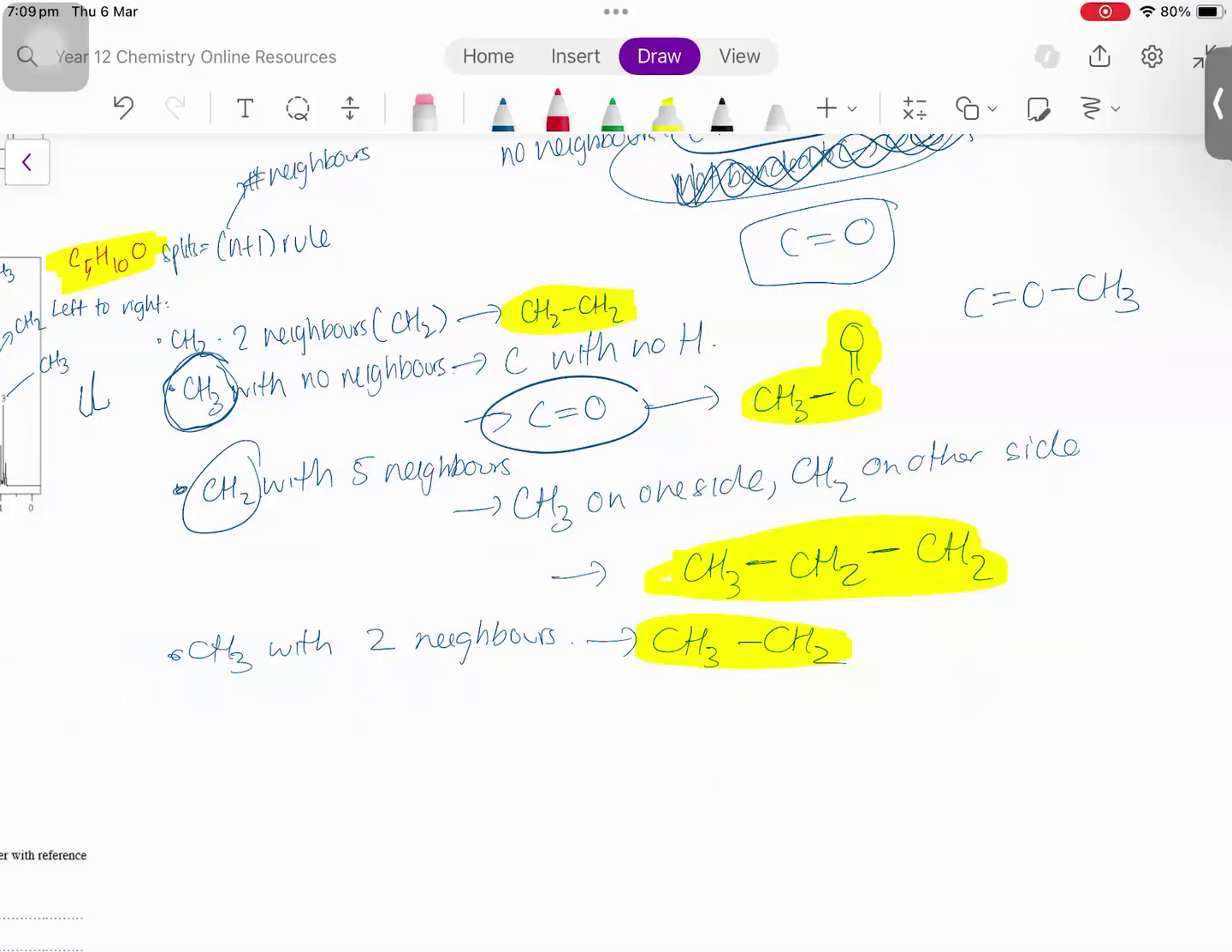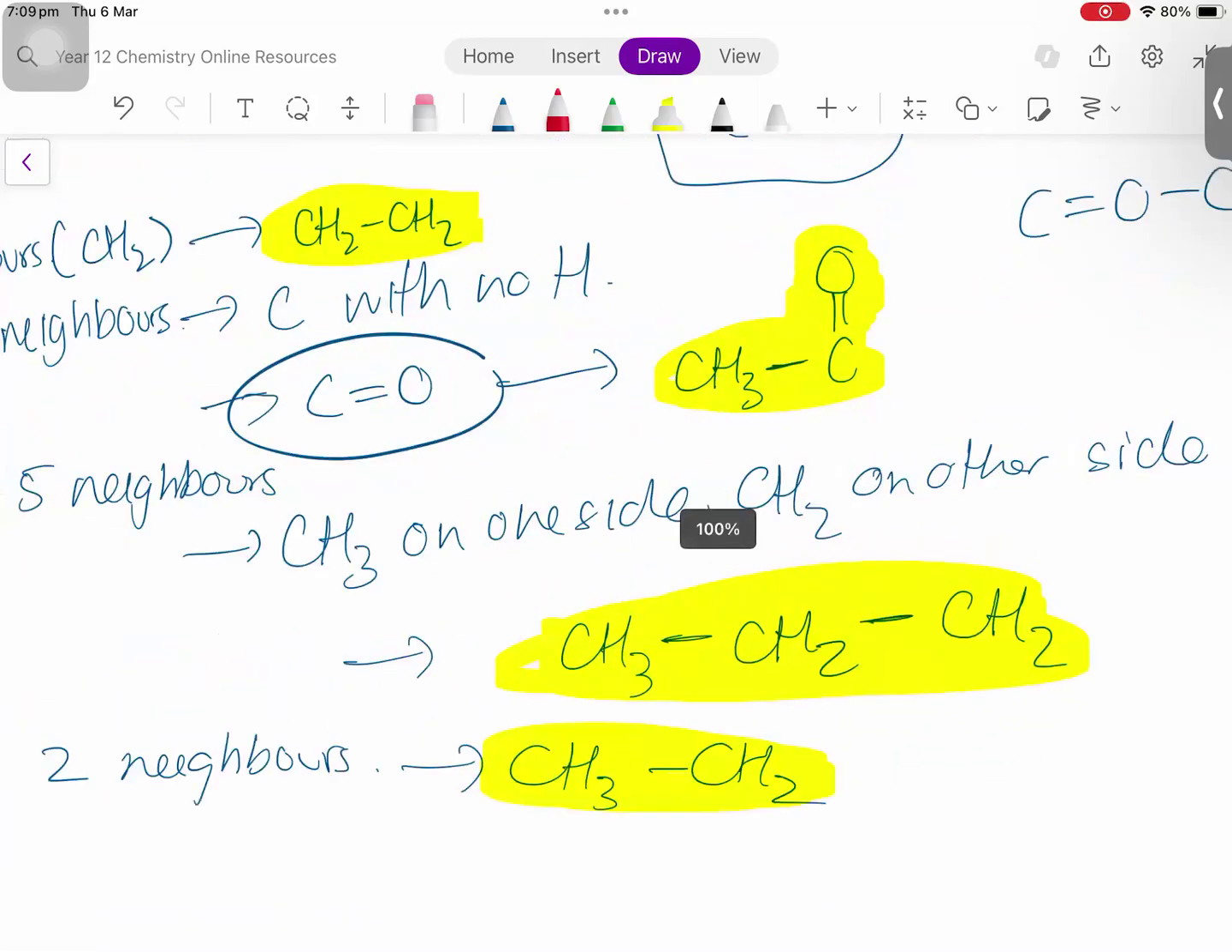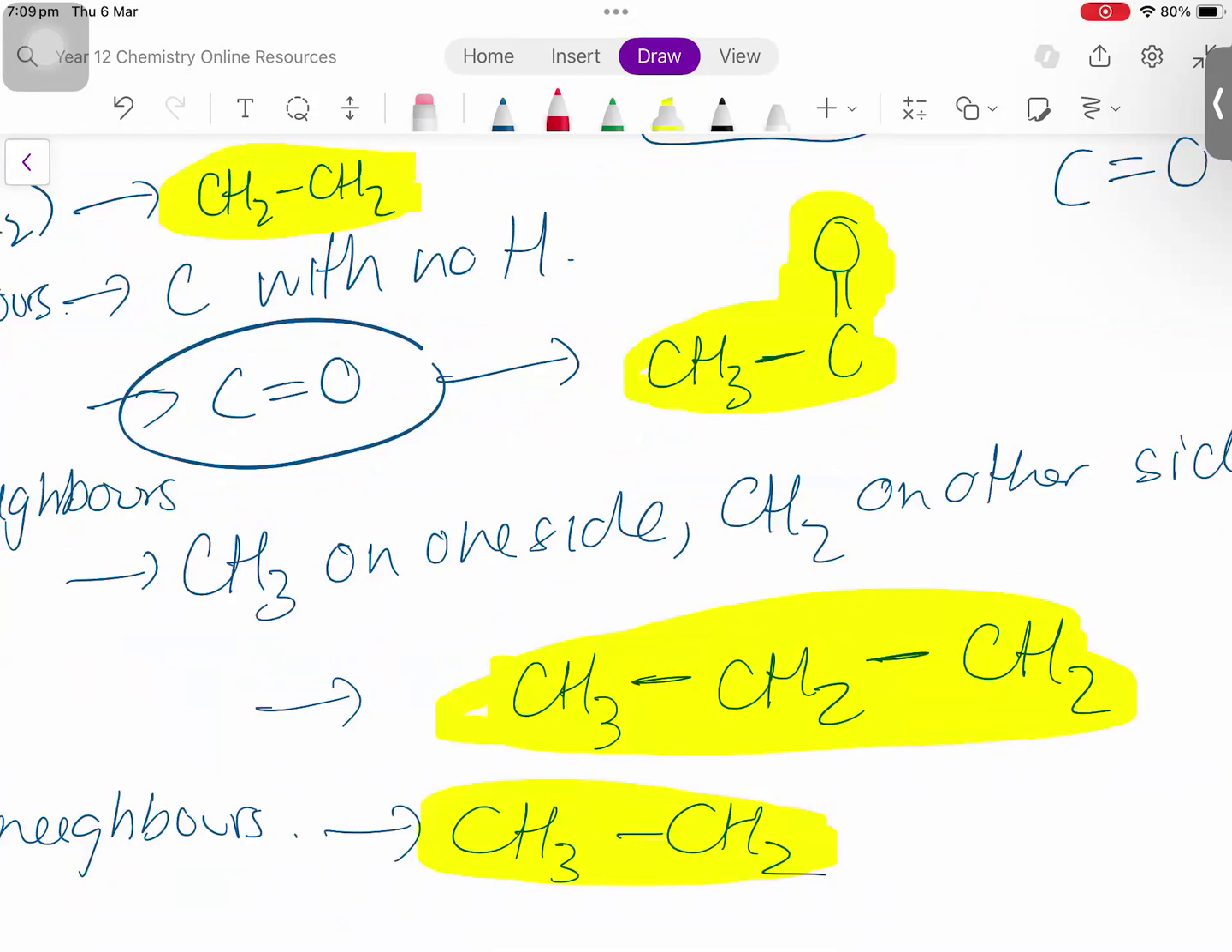Okay? So before I even start piecing my fragments together, I just want to make sure I don't go above the count. How many carbons do you see so far in all of my fragments?